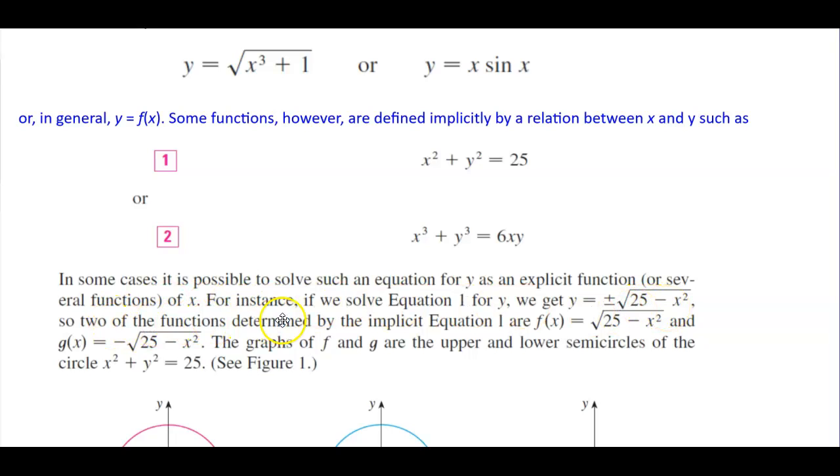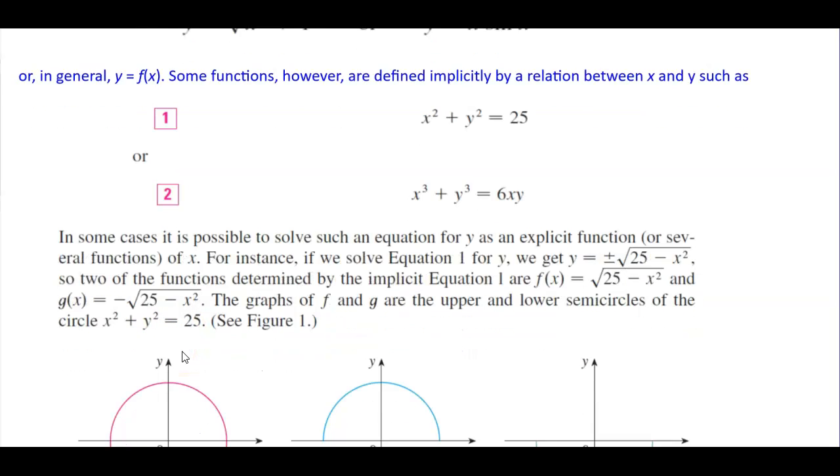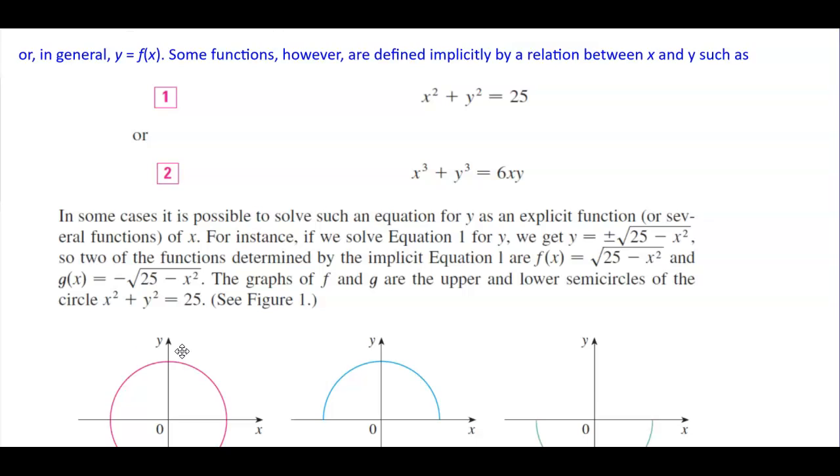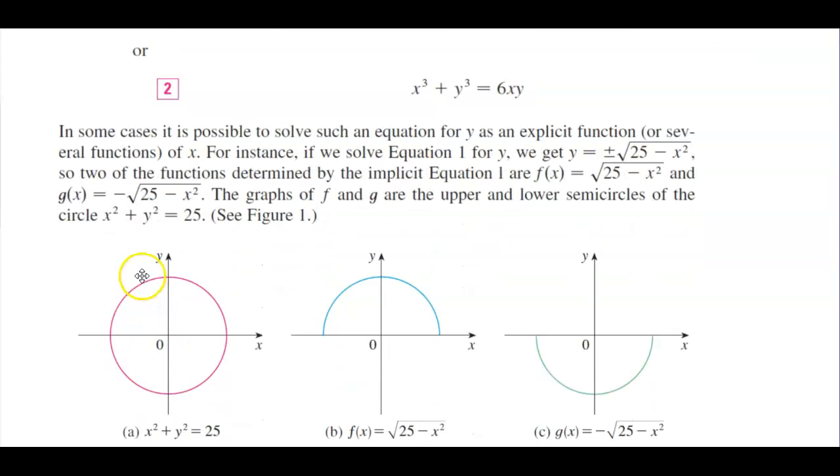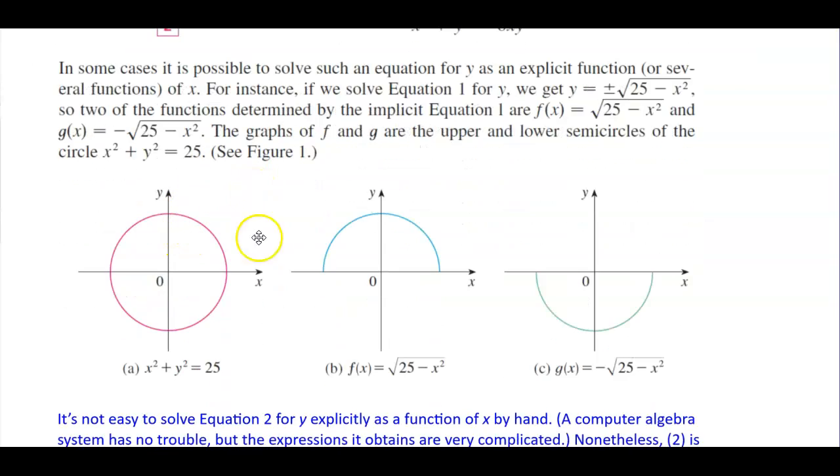So two of the functions determined by the implicit equation 1 are f of x is equal to the positive square root of 25 minus x squared, and g of x is equal to the negative square root of 25 minus x squared. Now the graphs of f and g are the upper and lower semicircles of the circle x squared plus y squared equals 25. So here is the original function. This is the positive version, so that is the upper part of the circle. And then this is the negative version of it, which is the lower part of the circle.